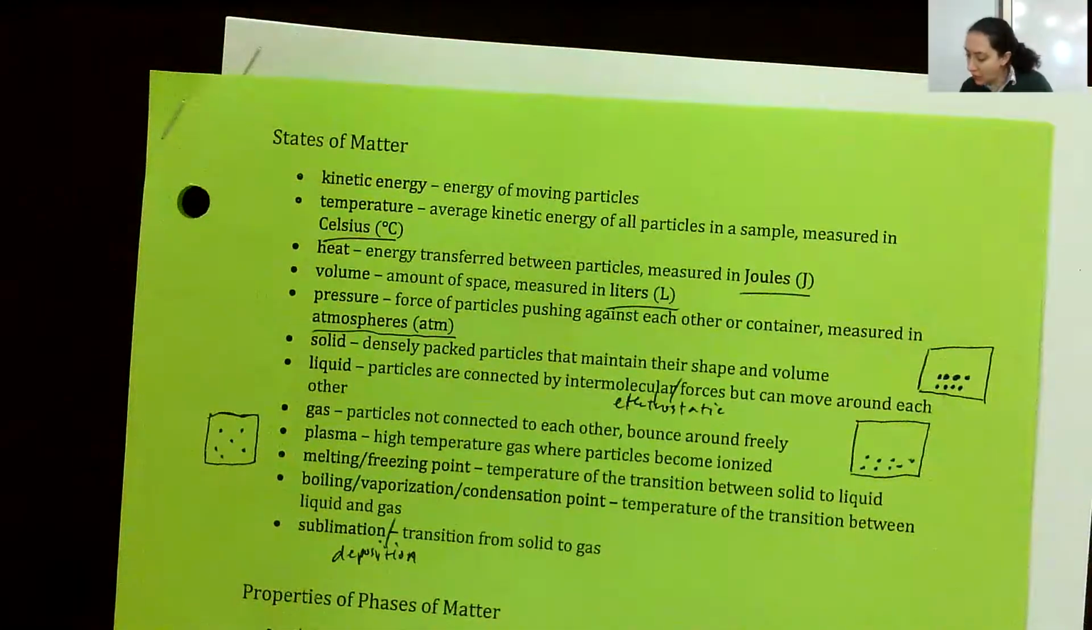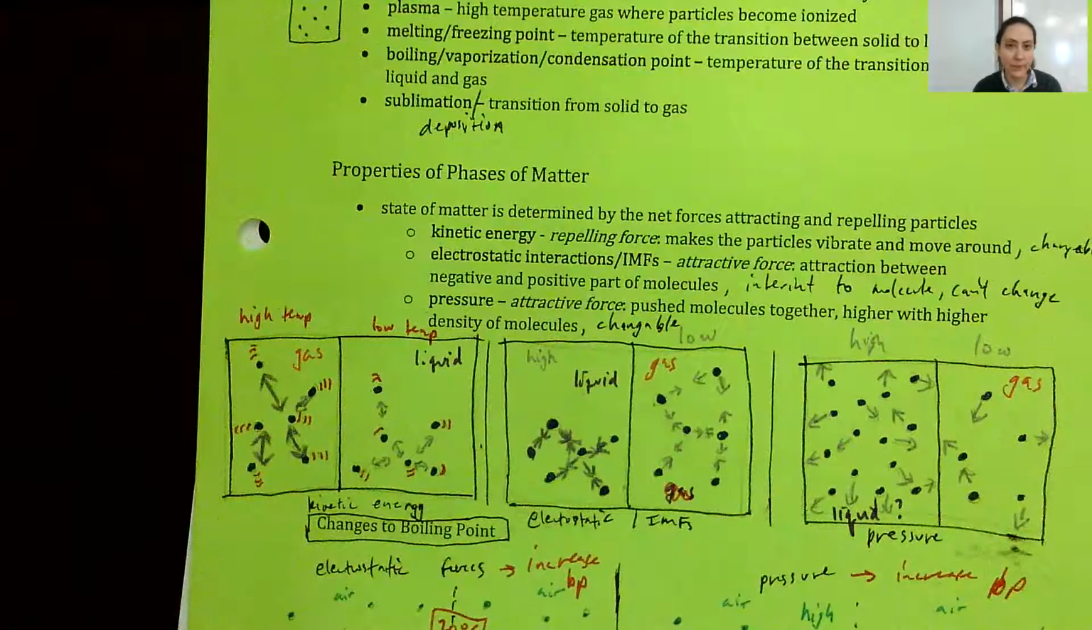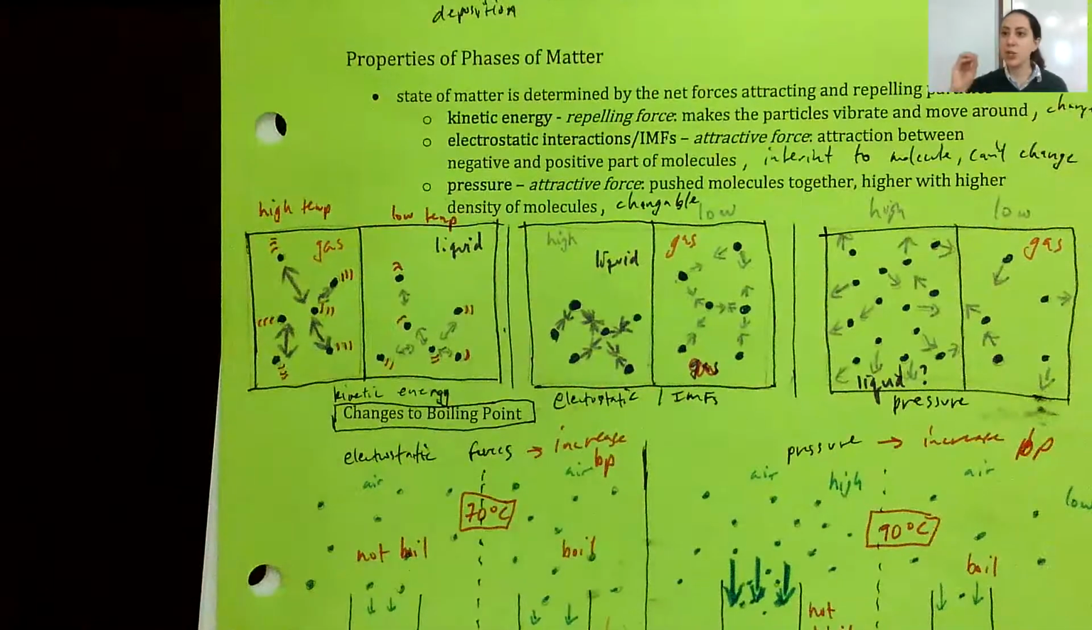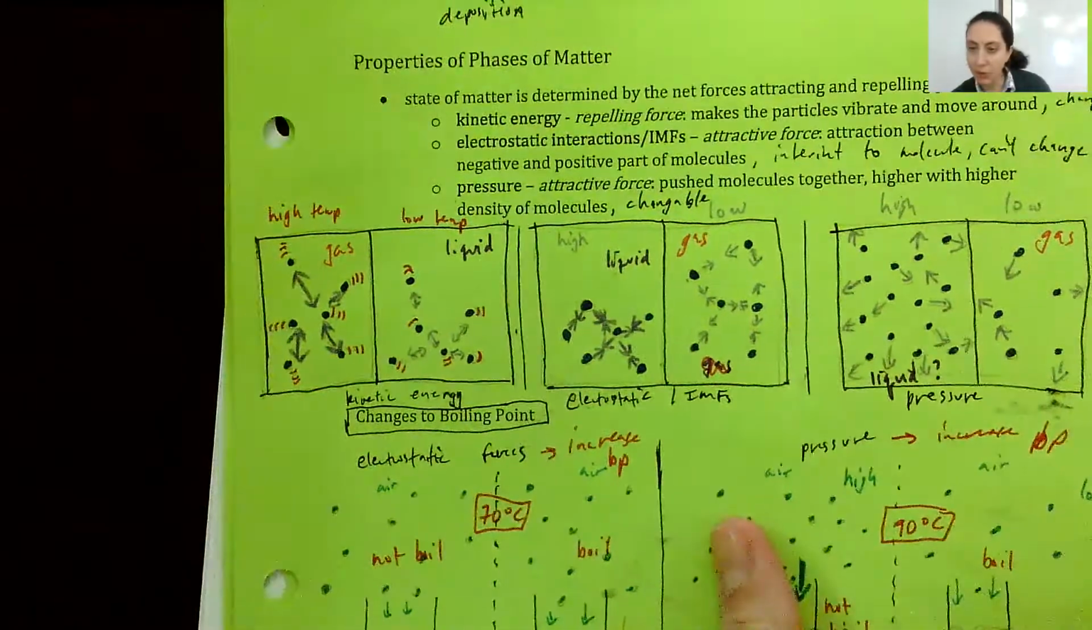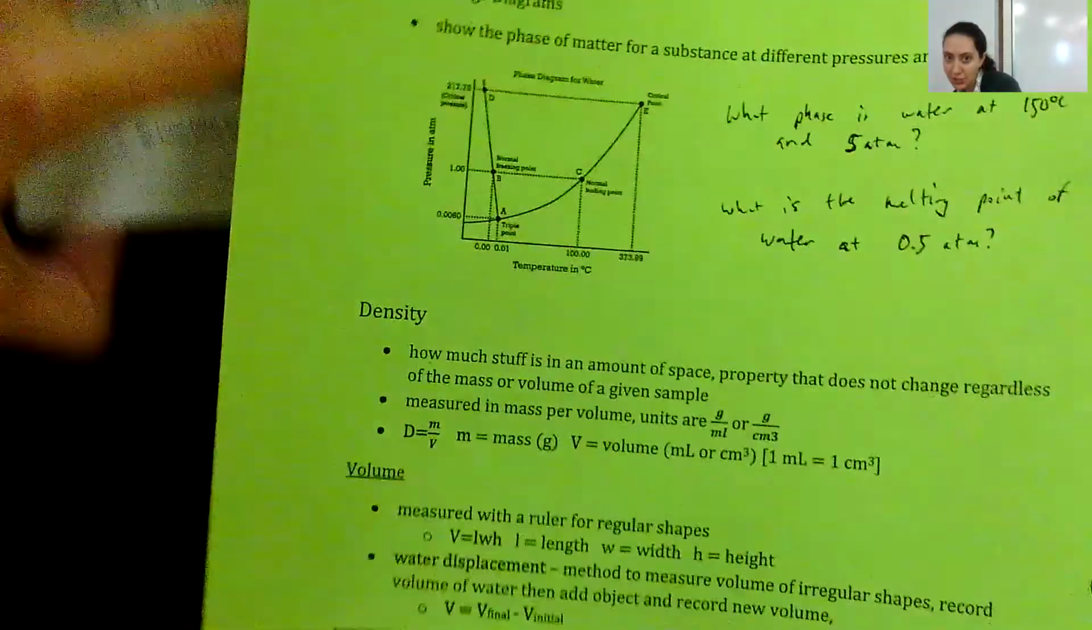And we talked about why phases change, and that it's a combination of the repelling forces of kinetic energy and the attractive forces of pressure and electrostatic interactions. So there's a way to summarize all of this information for each particular chemical substance of any sort. And it's called the phase change diagram. And every substance has a different phase change diagram.